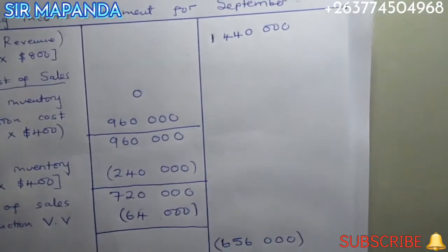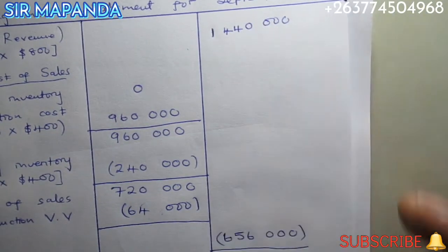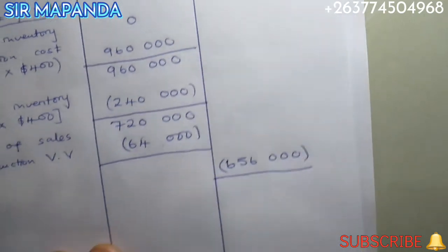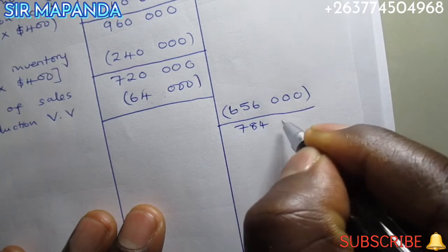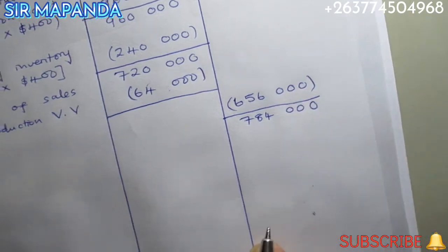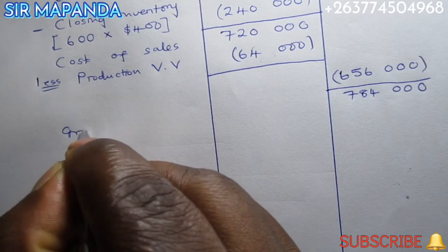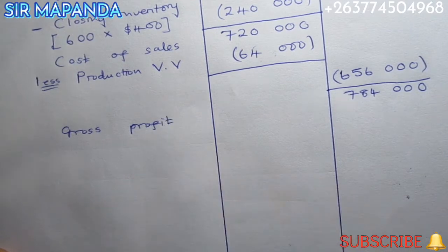So I'm now deducting 656,000 from the revenue of 1,440,000. So 1,440,000 minus 656,000, you get 784,000. So I'm going to write 784,000, representing your gross profit. So this is your gross profit here. You write gross profit. I hope you are following, class.